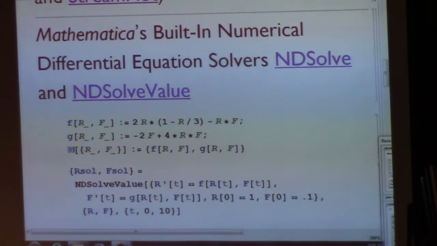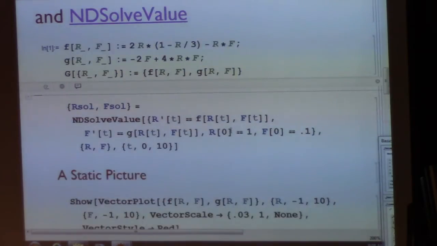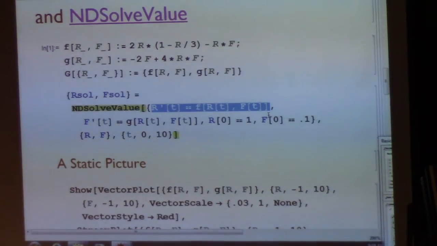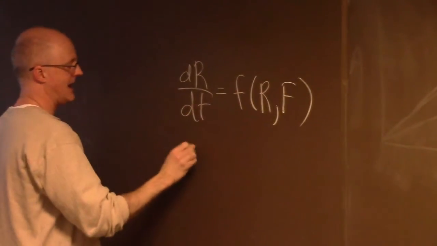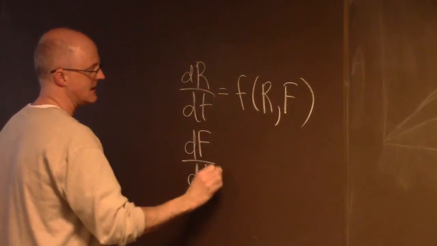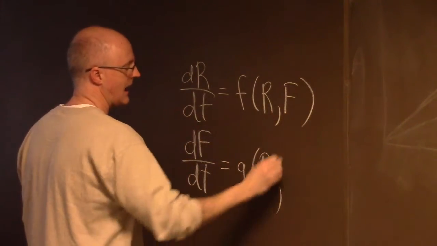Typically we call the vector field capital F, but because we've already got a capital F here, I call it capital G here. This is a formula that defines the vector field as a list in Mathematica. You can then use NDSolveValue with this kind of syntax. You put the first differential equation here. This is an autonomous system, by the way. If we were to write it by hand in this abstract form, we would write dr dt equals little f of r comma capital F, and dF dt equals little g of r comma capital F.